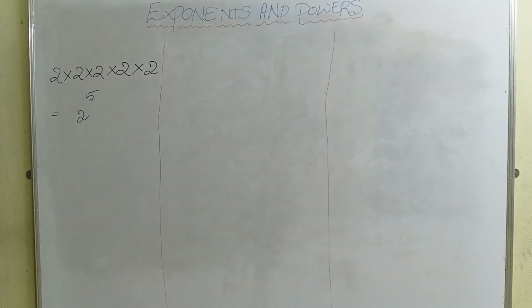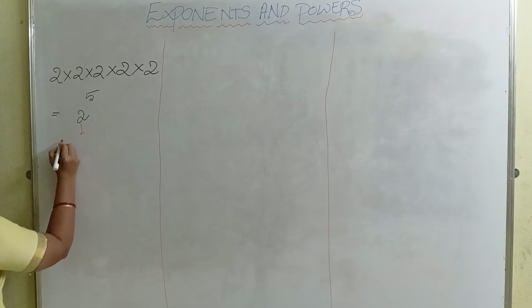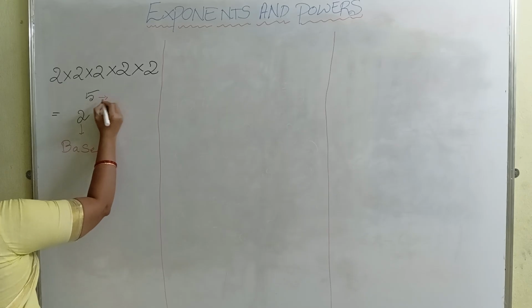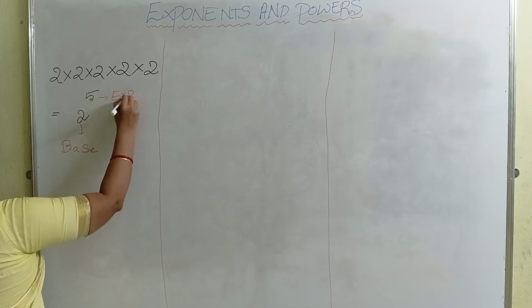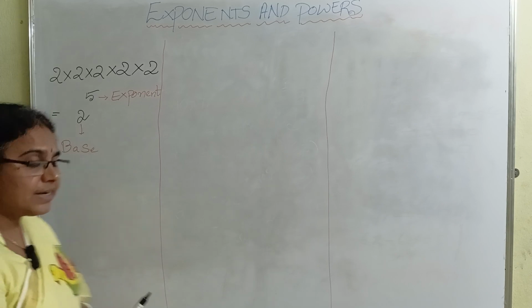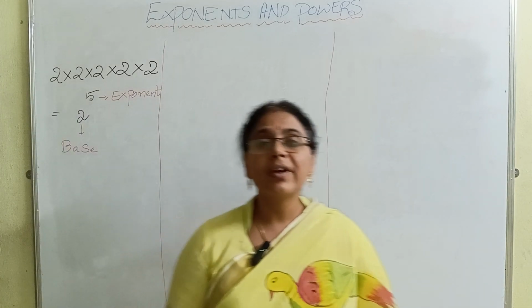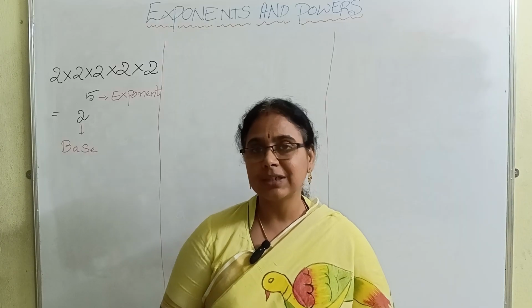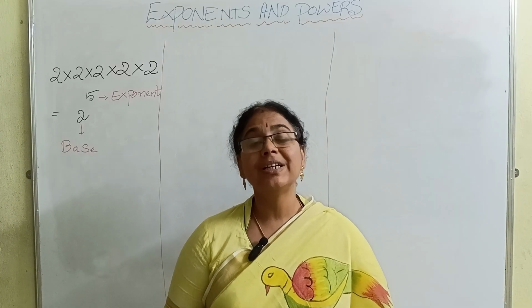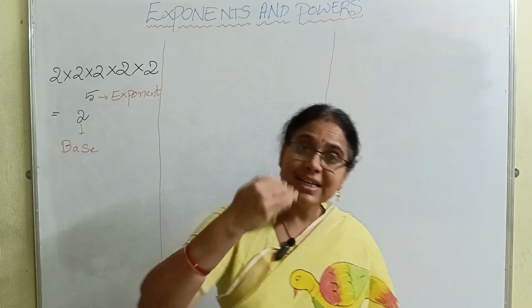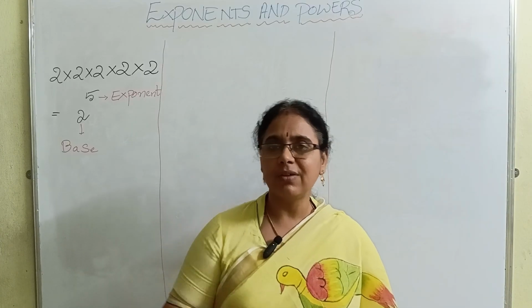So the other name of exponent is index. Here 2 is called the base, 5 is called the exponent. Clear? How can we read this one? 2 to the power of 5. Power means exponent, but the other name of exponent is index. Power means it's rising. 2 is rising 5 times. 2 to the power of 5.